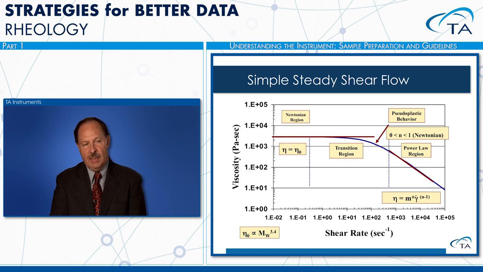And what we see in this box here is that the zero shear rate viscosity is proportional to the weight average molecular weight raised to the 3.4 power or thereabouts. What this means is that a 10% increase in the weight average molecular weight of this thermoplastic melt will result in a 40% increase in the zero shear viscosity of the material.